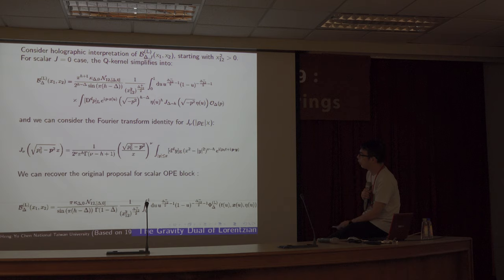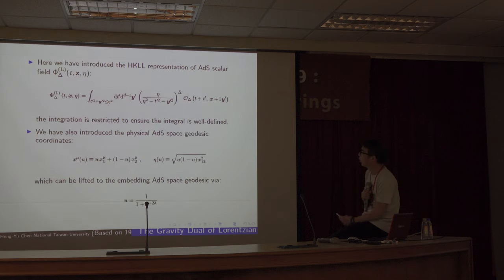So to get a precise space-time interpretation, we notice that there's a cute representation of the Bessel function. You can rewrite it into the following form. And we have to restrict the integration region between the coordinate y and the x, the argument. Plug this back in, get the following form. Phi here is nothing but the Lorentzian version of the HKLL representation of the scalar field, originally obtained by HKLL. And here we have introduced those kind of AdS space geodesic coordinates.